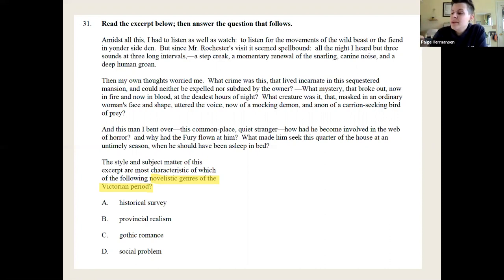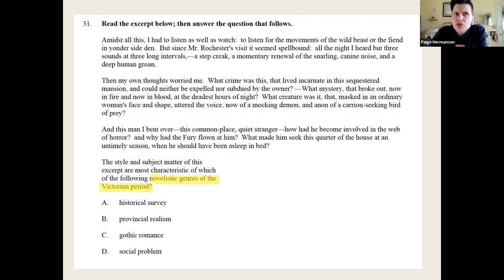And I think also eliminating things like provincial realism, even if you don't know what provincial realism is, does this feel like something that's realistic to us? Like the creature with the voice of a mocking demon? No, this is not realistic at all. Social problem, unless there's some social problem having to do with the snarling of a mocking demon in people's lives, then no, this is a Gothic romance. It's a passage from a Gothic romance, right? Absolutely.